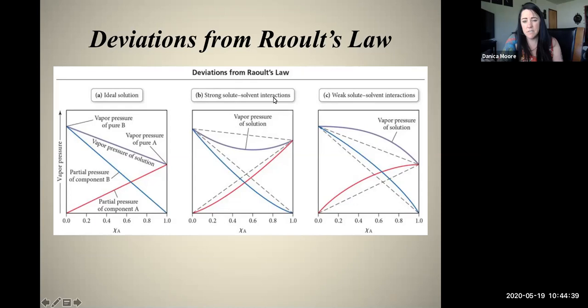Mainly what I want you guys to take away from this is this idea of solvent interactions. Are they increasing? Are they decreasing? If the solvent-solute interactions are increasing, then it means the vapor pressure is going to decrease. And vice versa.